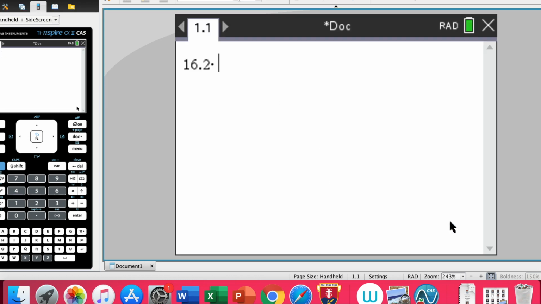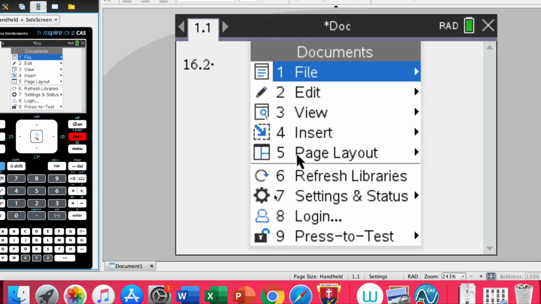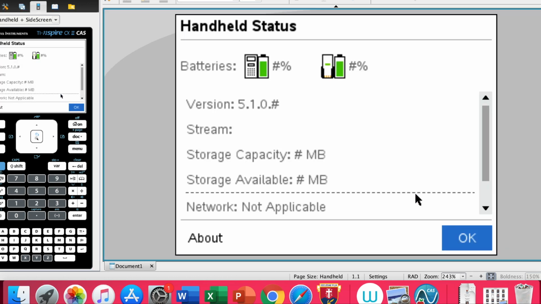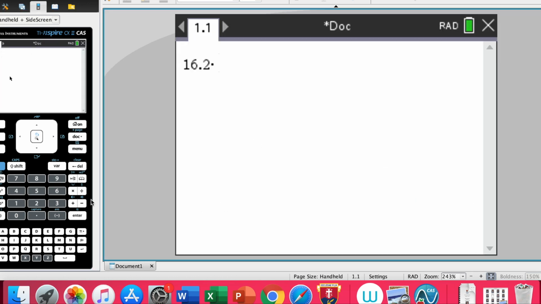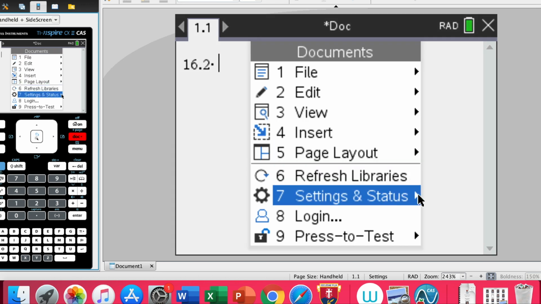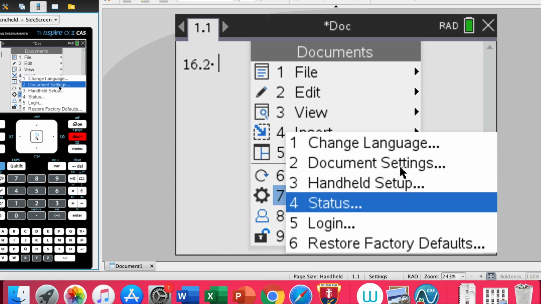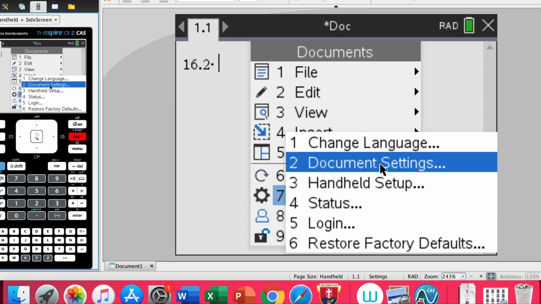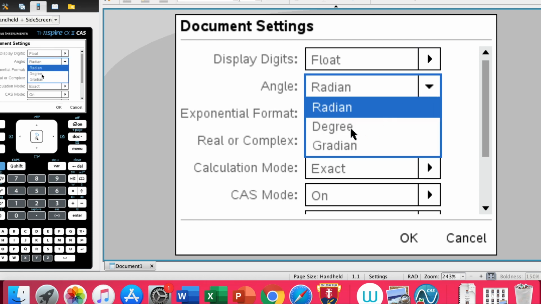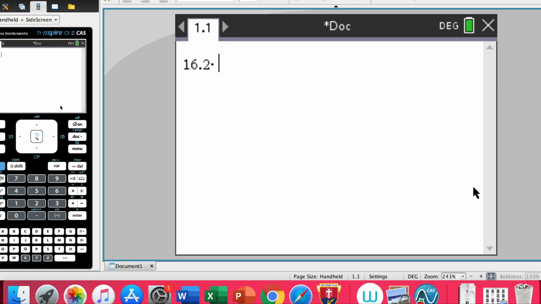Oh, my goodness me. Again, document, settings, patience, document, settings. Okay, there we go. Document settings, number 2. Okay, and here where it says angle, make sure that you have degree. And then, okay, perfect. Now I have degree. Now it's going to work.